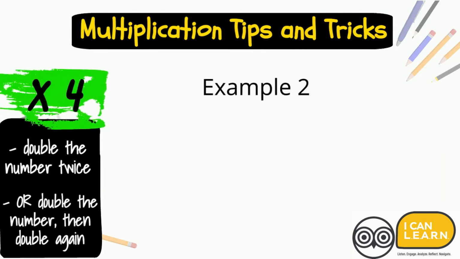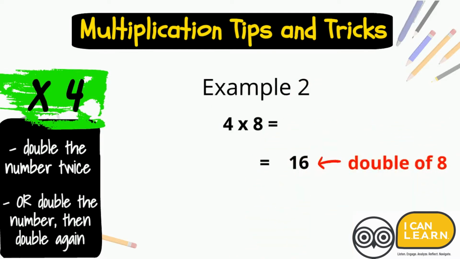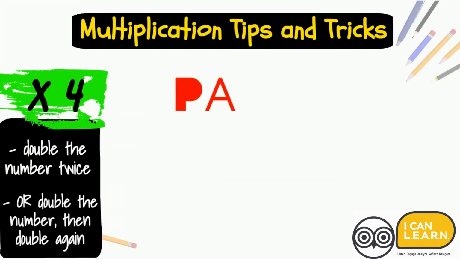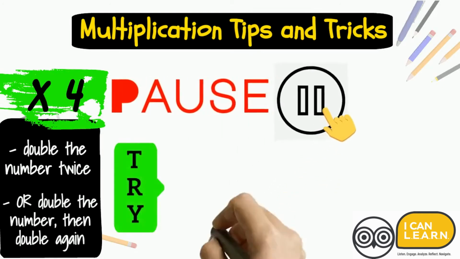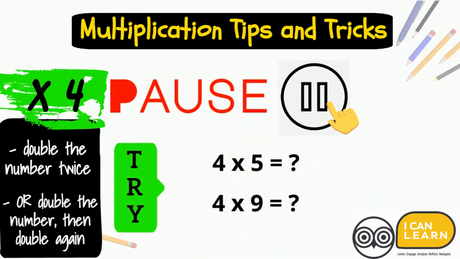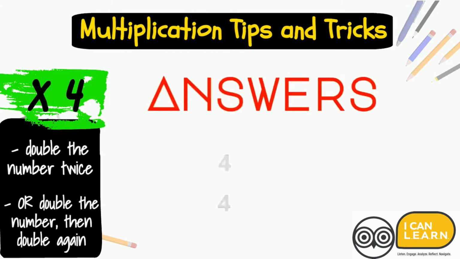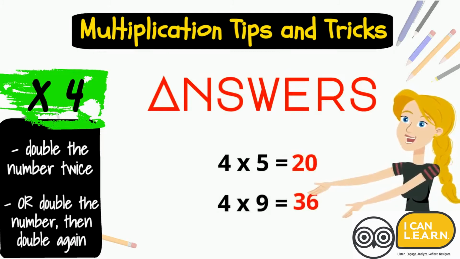Now, let's take a look at another example. 4 times 8. The double of 8 is 16, and the double of 16 is 32. So the product of 4 and 8 is 32. Now, pause the video and try to do 4 times 5 and 4 times 9. The answers are 20 and 36.